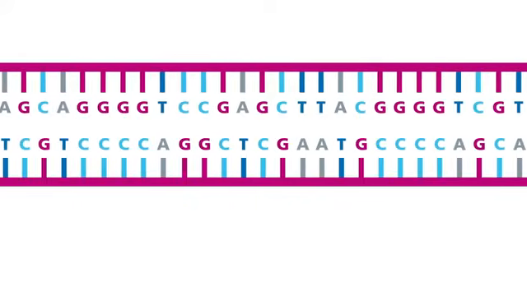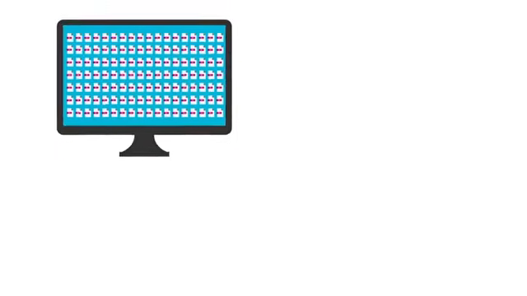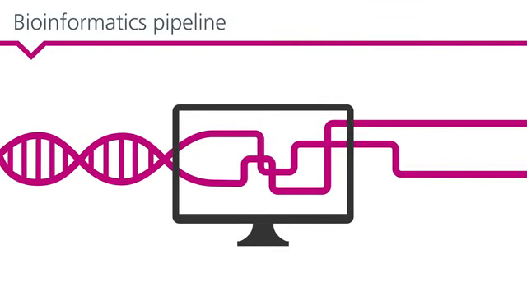The sequencing machine outputs vast quantities of data, typically thousands of reads stored as text files, which need to be processed. To do this, bioinformaticians run the data through software programs. This is known as a bioinformatics pipeline.